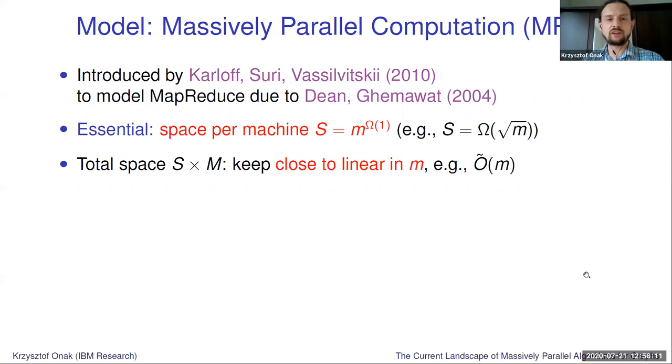And one thing that we want to keep small in our graphing, something that we strive to keep bounded, is the total space. So the total space is simply the local space times the number of machines, right? As I already said, we already know we have to fit the entire input, but we don't want to use too much more space overall beyond that, right? Why? Well, if we are dealing with large data sets, then we cannot hope to have, say, quadratic space overall.